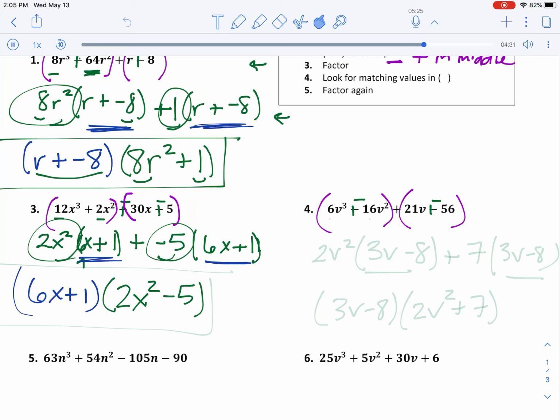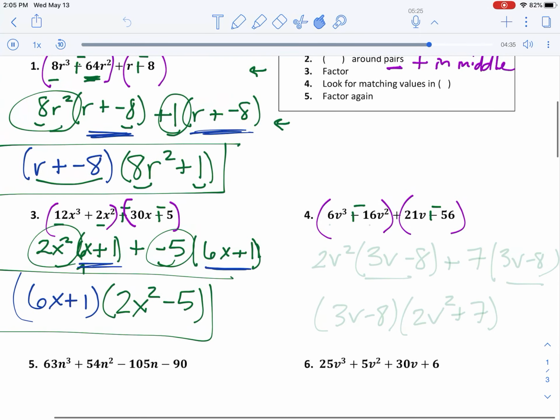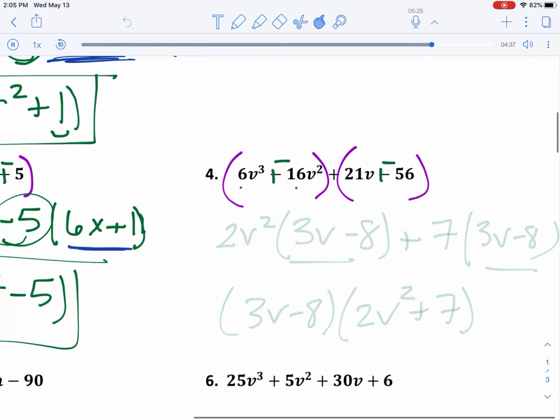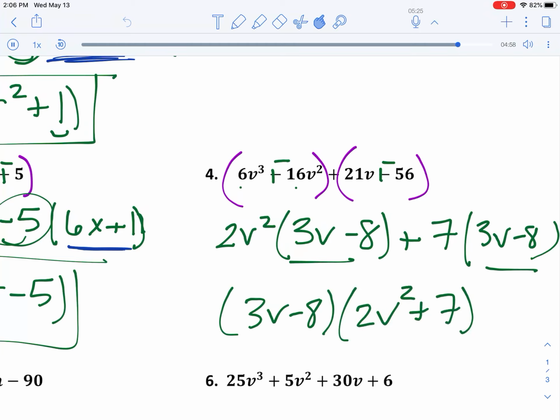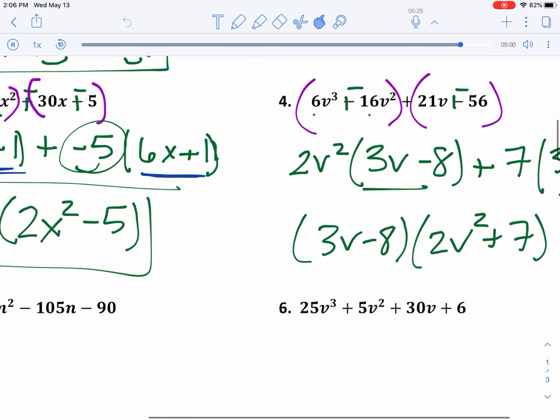Let's do the same for number 4. There's my final answer, by the way. Do the same for number 4. I can pull out, let's see, these are both even. So 2v squared would be 3v minus 8 plus, this is a little tricky, I think it's a 7. And that would be 3v minus 8. These are the same, pulling it out in front. 2v squared plus 7.